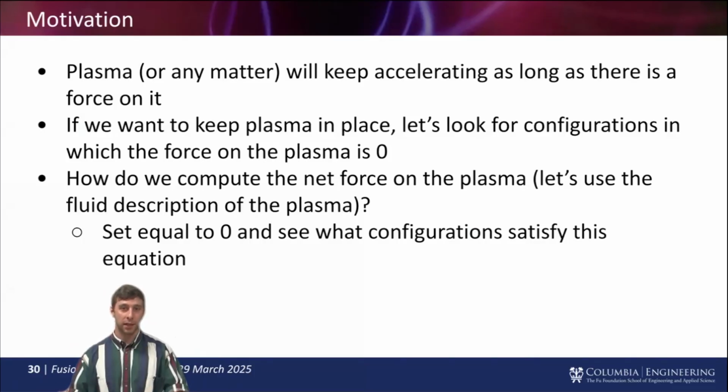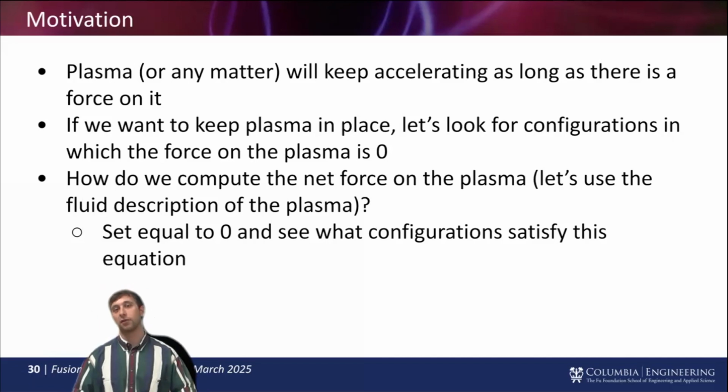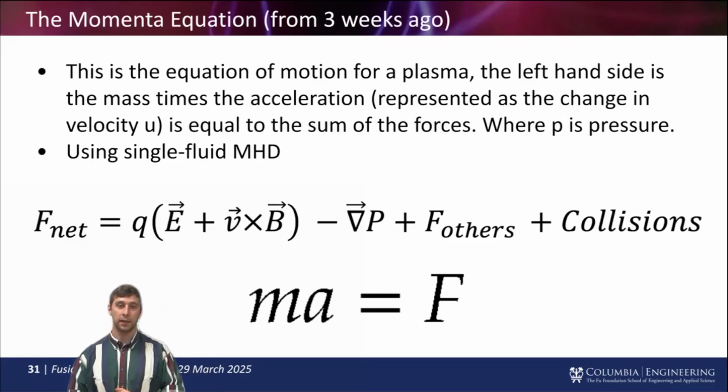So if we want to keep a plasma in place, we need to look for configurations in which the force on the plasma overall is zero. So how do we compute the net force on the plasma? We talked about this a few lectures ago in the plasma dynamics lecture. If we're using the fluid description of the plasma, we can use the momentum equation. If we set the force on the plasma in this equation equal to zero, we can see what configurations in different geometries satisfy force being equal to zero, and then build concepts that mimic that geometry. So this is that momentum equation that we talked about in the previous lecture.